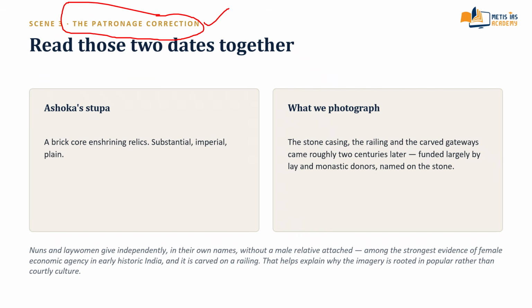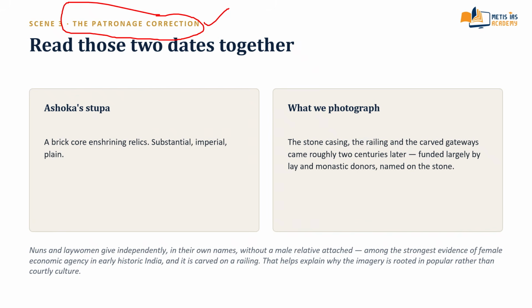This is a quarter of the fourth. That is a quarter of the fourth. So you have to read those two dates together. So Ashoka's contribution in the 3rd century BCE was a brick core, a mound enshrining relics, substantial, imperial, and comparatively plain. The stone casing, the Vedika and the four great carved Toranas came roughly 2 centuries later, in the closing centuries BCE, in the Sunga and the Shatavahana period. 200 years separate the emperor's mound from the art we go to Sanchi to see.